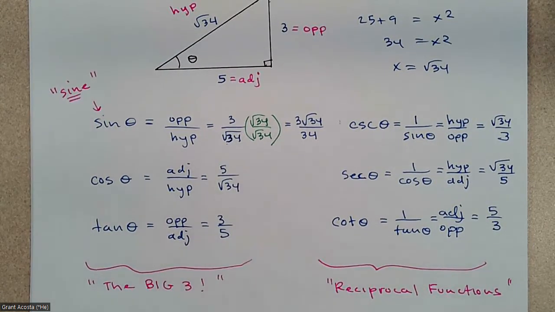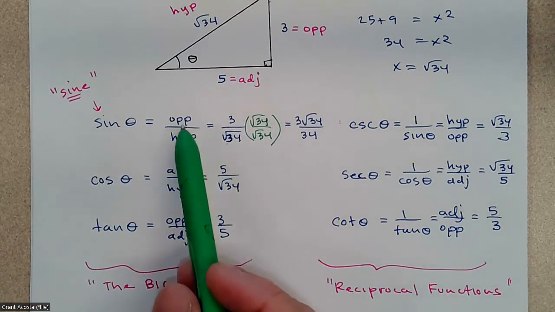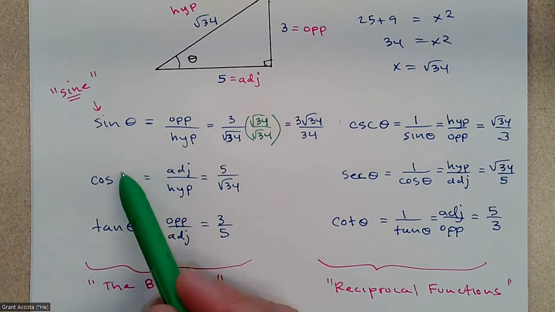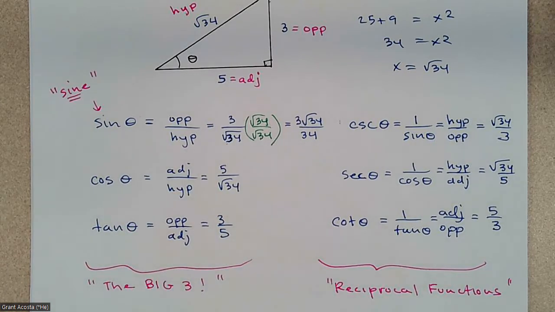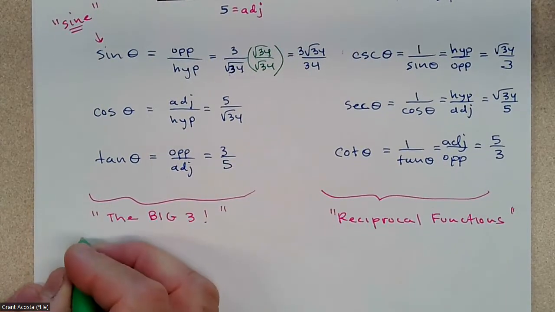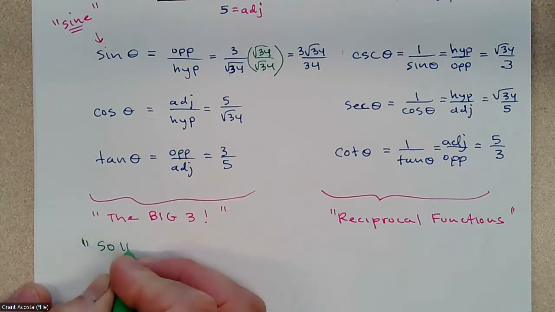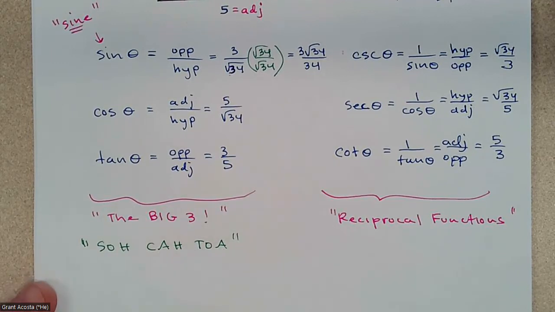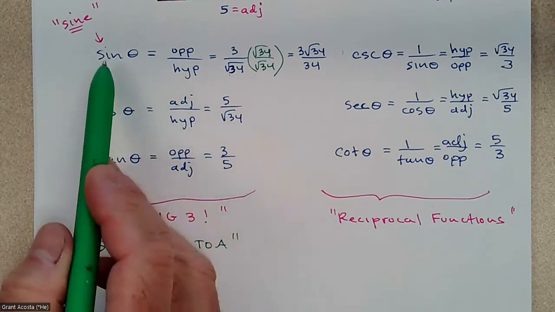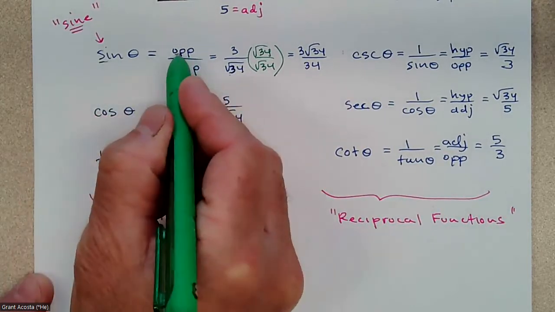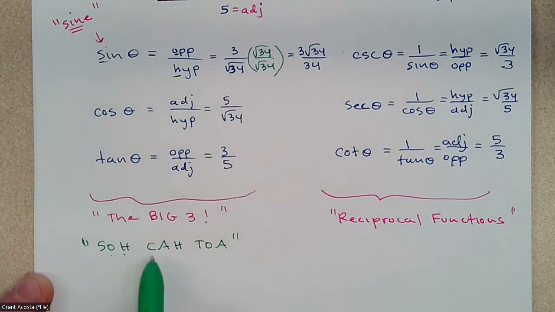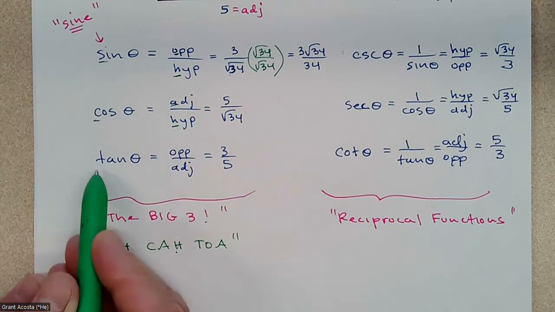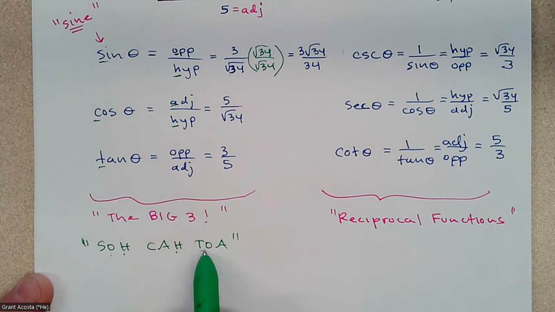Oh yeah, I forgot the most common way to remember the definitions of sine, cosine, and tangent. Many of you, if you've taken any trig at all, have probably seen SOHCAHTOA as a way to remember the definitions. You can see it right here. Sine is opposite over hypotenuse. Cosine is adjacent over hypotenuse. We're just taking the first letters, and tangent is opposite over adjacent.